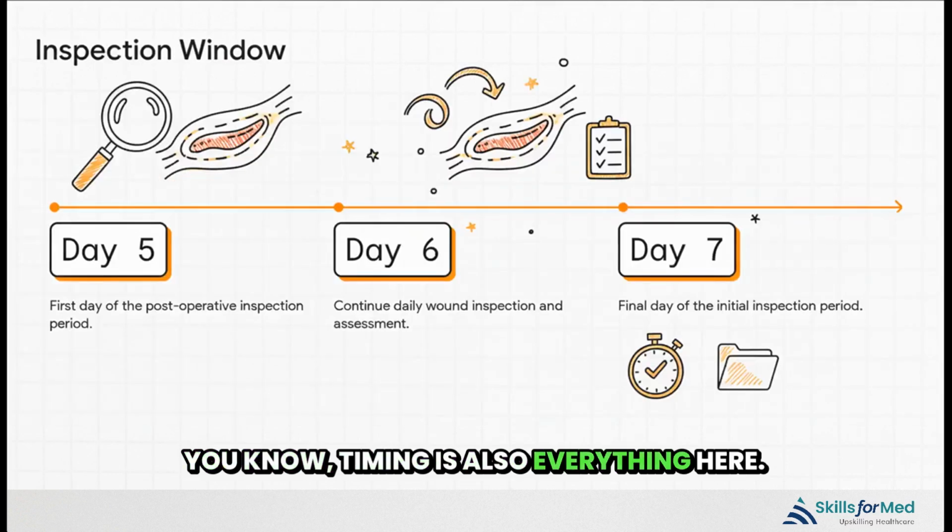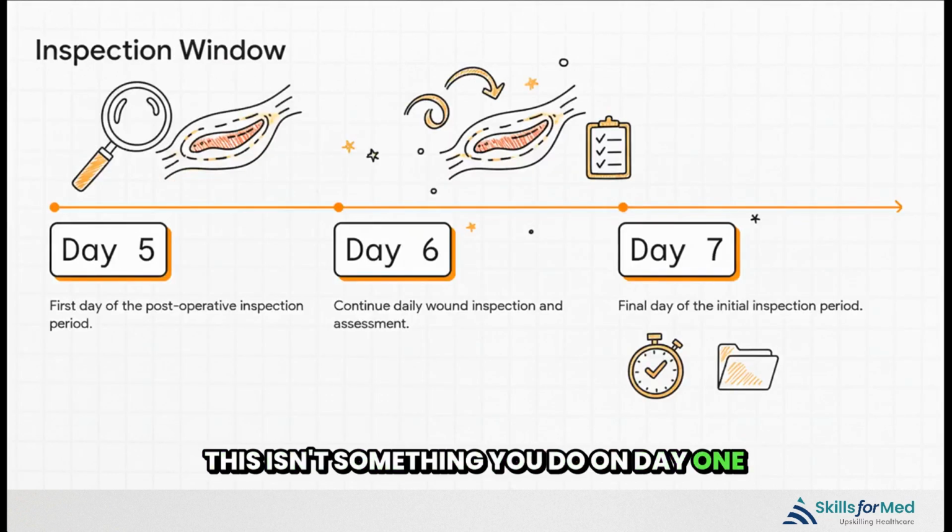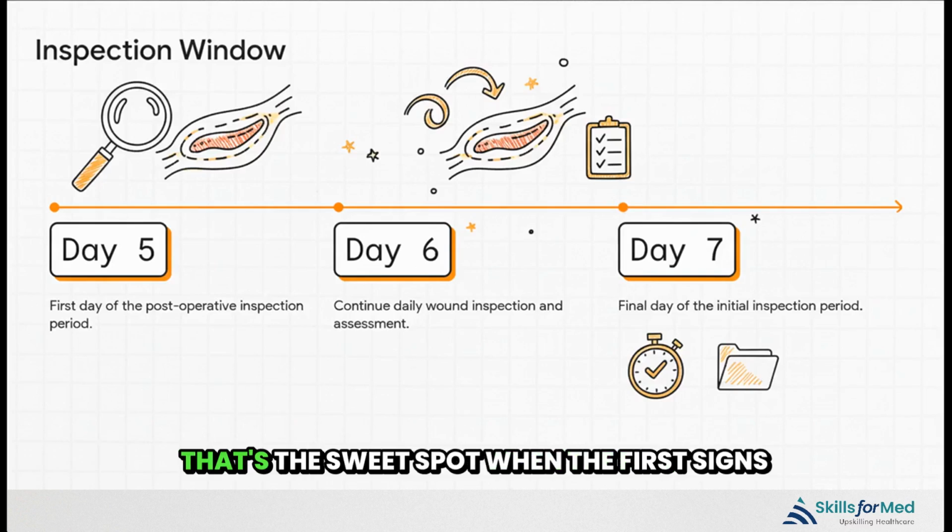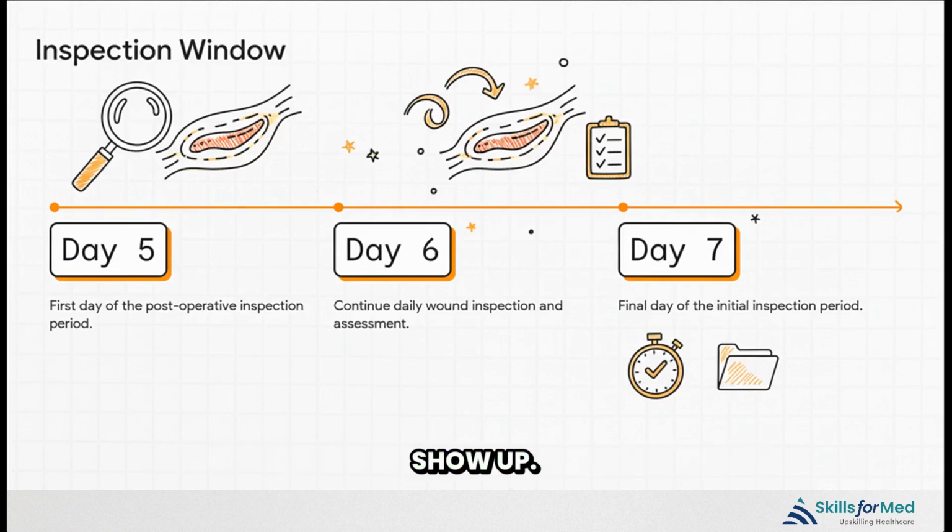Timing is also everything here. This isn't something you do on day 1 right after surgery. The first formal inspection using the Asepsis tool usually happens in a very specific window, between the 5th and 7th day post-op. That's the sweet spot when the first signs of a potential infection are most likely to show up.